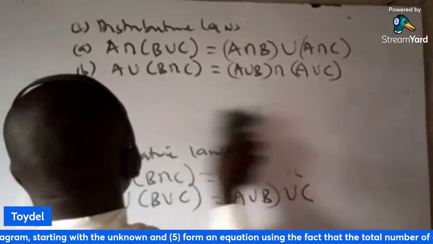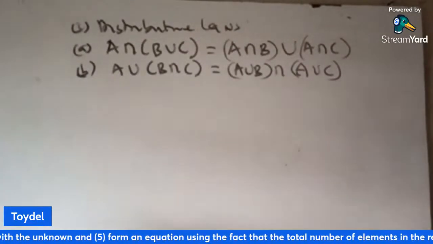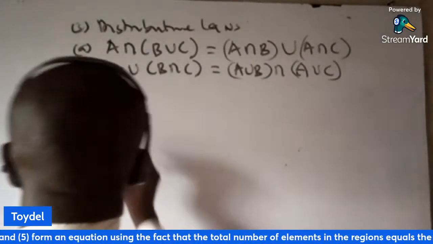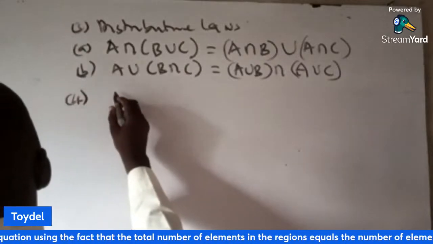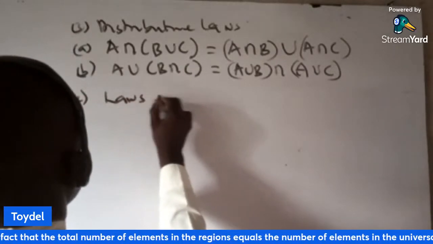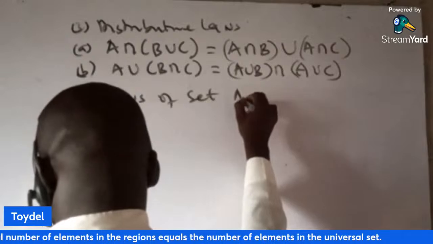Then the fourth law of algebra of sets is what is called the laws of set absorption.